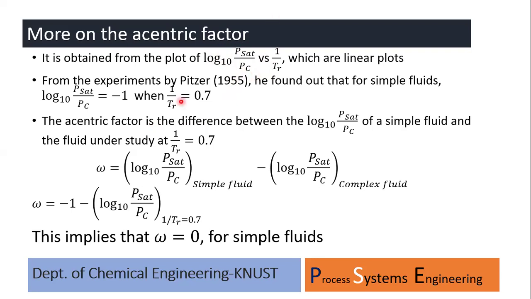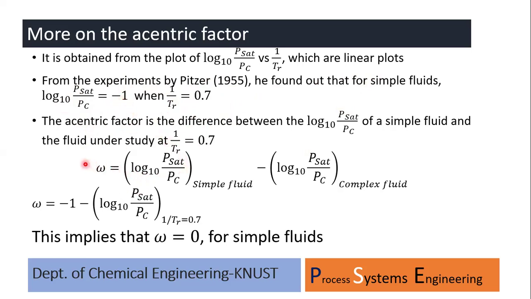So what we are saying is that for simple fluids, usually fluids that have maybe just one material, maybe just pure water, there are no complex interactions with the molecules. When we find 1 over TR at 0.7, log10 of P sat over PC was always going to be -1 or very close to it. Realize that this worked for simple fluids. So in the case where you have a complex fluid, there's a deviation from that. So it's no longer going to be -1, right?